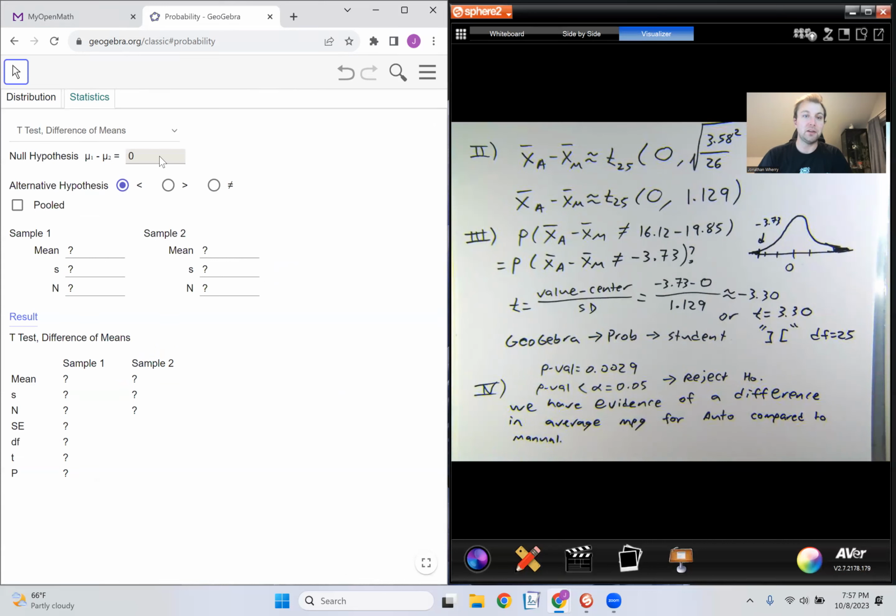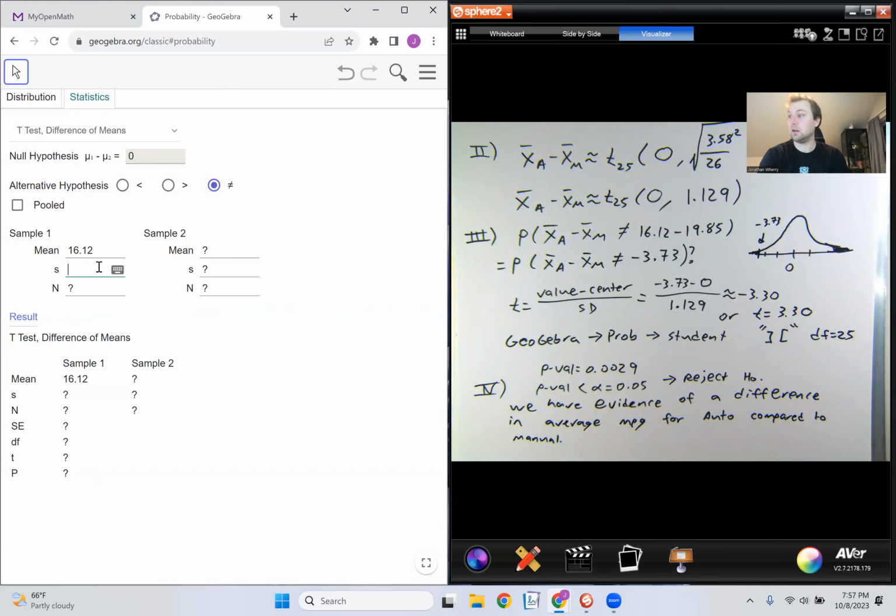And that claimed value is 0. And notice that's a gray block. I can't even change that thing. I can highlight it, but I can't change it. Alternative hypothesis does not equal. Pooling, I'm saying no to pooling. Pooling assumes that your standard deviations look the same. I don't want to make that assumption here.